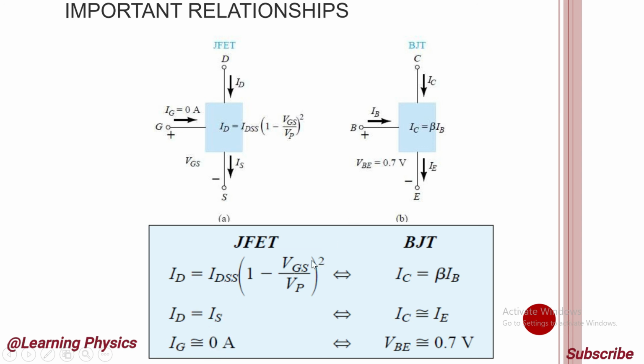And we compare it with the BJT, where we can find the value of collector current, and in the same way we can find the drain current. IC is equal to IE, the collector current is approximately equal to IE. And for VBE, we put 0.7, and here we put IG equal to 0. And these are the important relations to find the value of current, gate to source voltage or pinch off voltage, and to draw the curves.